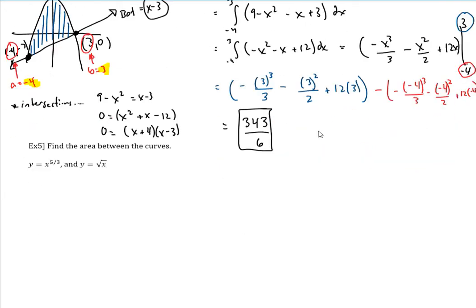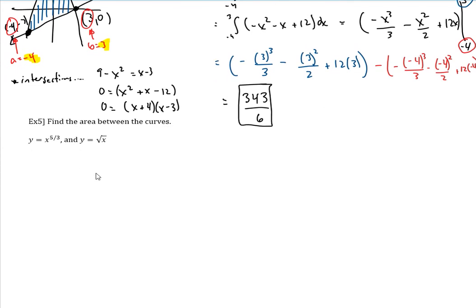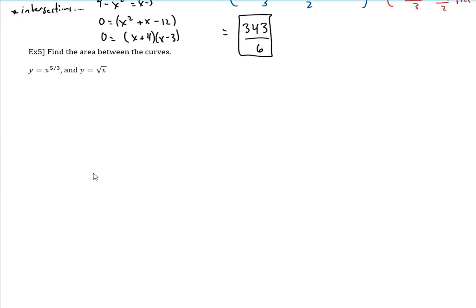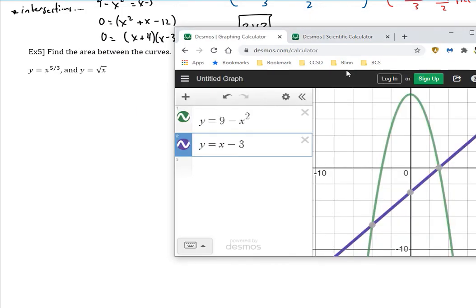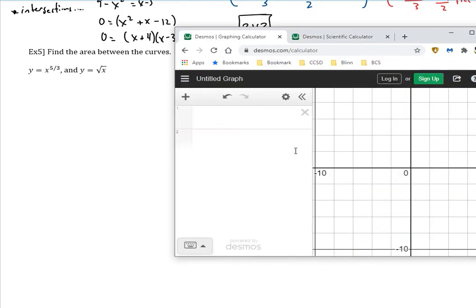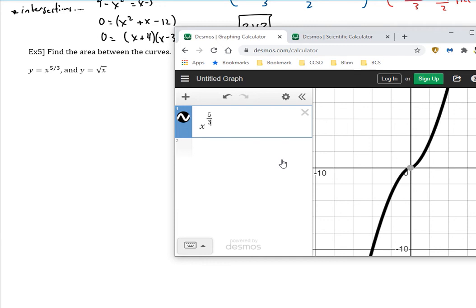All right, so let's do one other. Let's find the area between these curves. Well, it starts off the same way. Let's sketch it. Okay, so back to our graphing calculator. I don't need these two anymore. All right, I've got x to the 5 divided by 3, like that. And then I'm going to press enter. And then our second one is the square root of x.